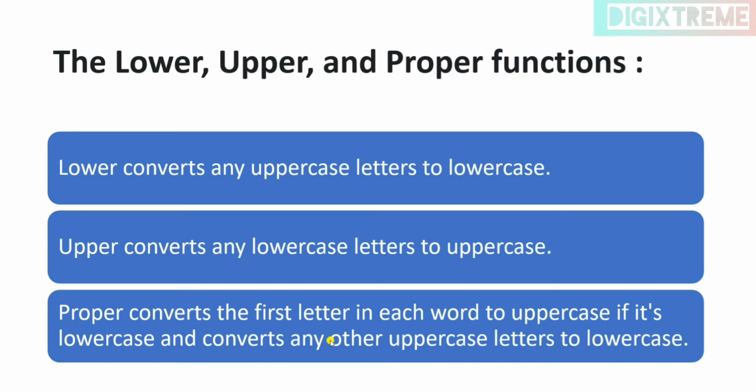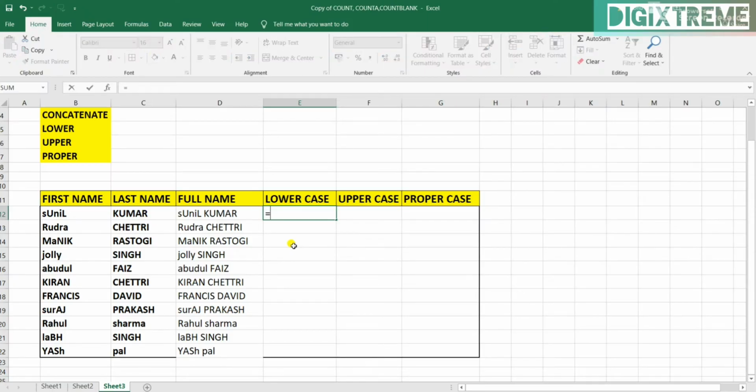Proper function converts the first letter in each word to uppercase if it's lowercase, and converts any other uppercase letters to lowercase. We'll apply the formula with equal to sign, lower, tab, bracket open. Now I have to select the text. This is the text, bracket close.